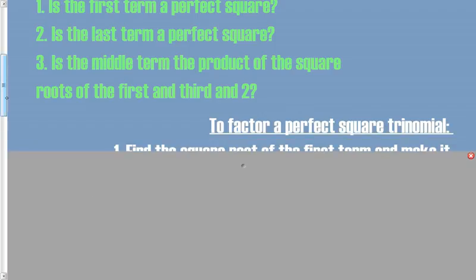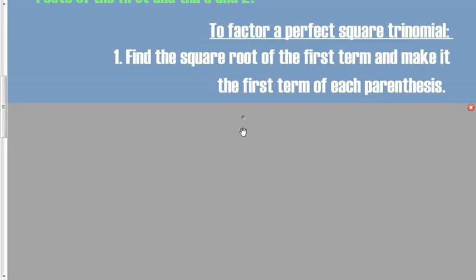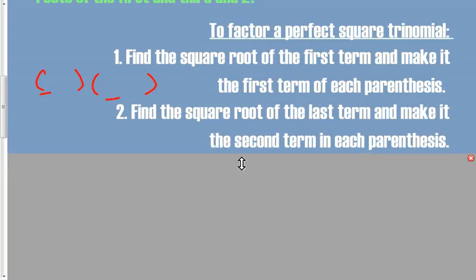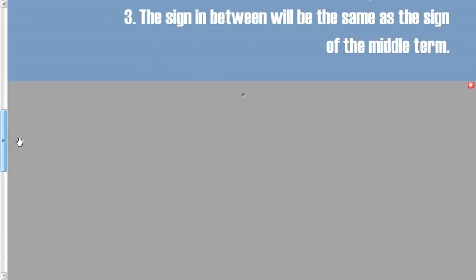So if we have that case, here's how we factor a perfect square trinomial. First, we find the square root of the first term and make it the first term in each of the parentheses. So we set up our parentheses, and that's going to be the first term in both of those. Then we find the square root of the last term and make it the second term in each of the parentheses. And then the sign between will be the same sign as the middle term. And that is it.